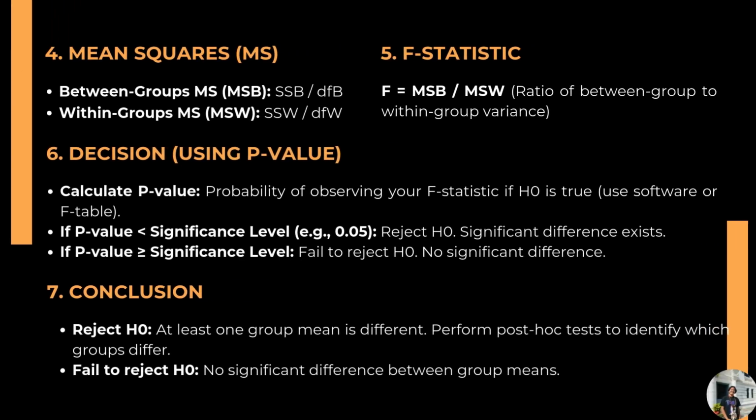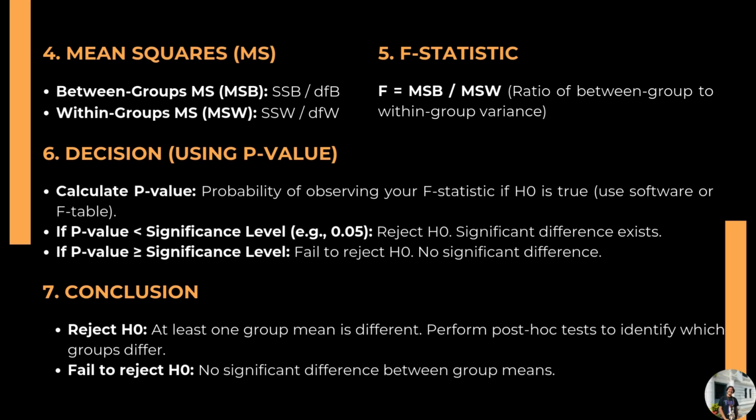Fourth is mean squares, where between group MS is between groups sum of squares divided by between groups degree of freedom, and within group MS is within groups sum of squares divided by within groups degree of freedom. The fifth one is F statistic. So F equals between groups mean square divided by within groups mean square.